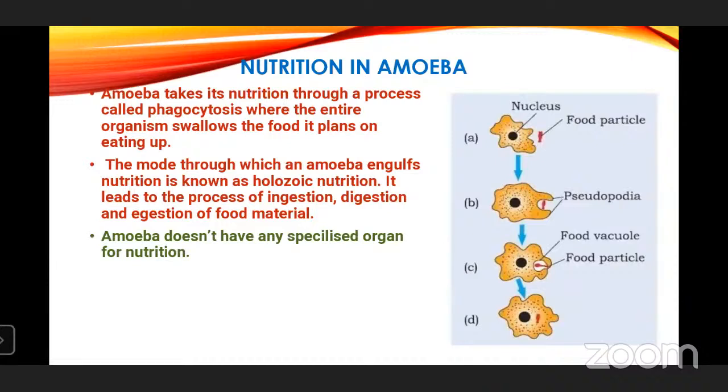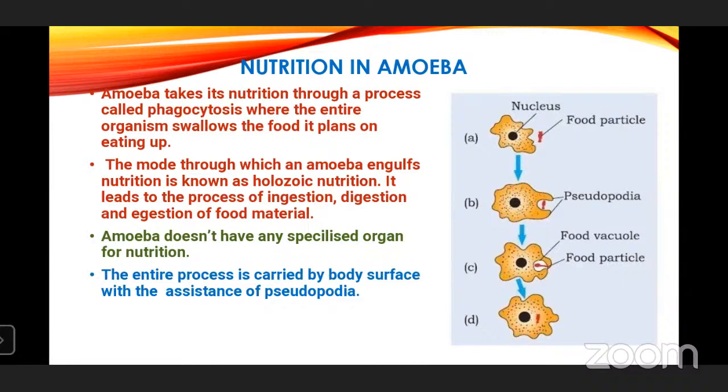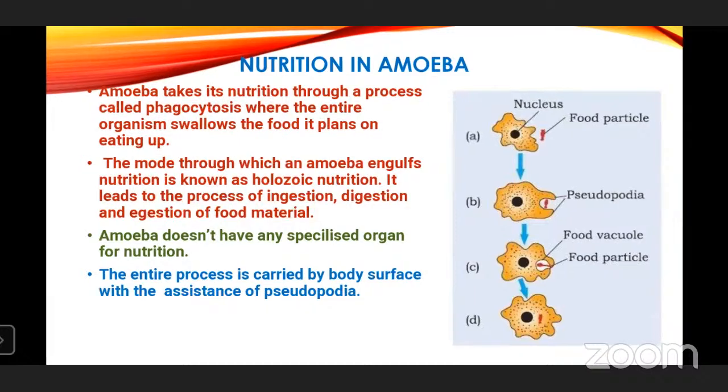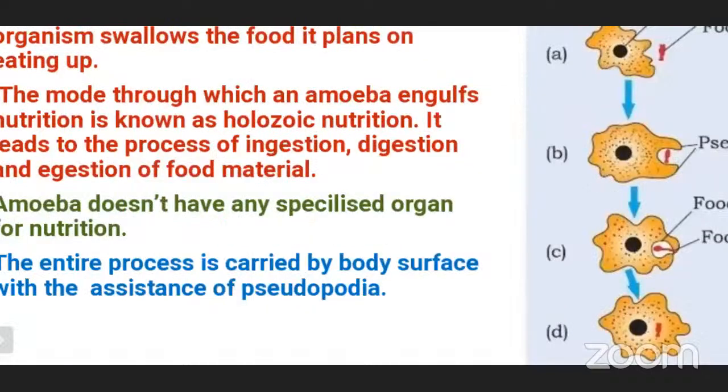Amoeba does not have any specialized organ for nutrition. Yes, this point is also very important. So the entire process is carried out by the body surface with the assistance of pseudopodia. Yes, dear friends, this pronunciation is also very important. This is actually pseudopodia.